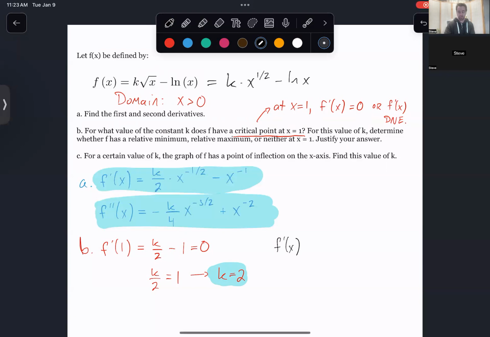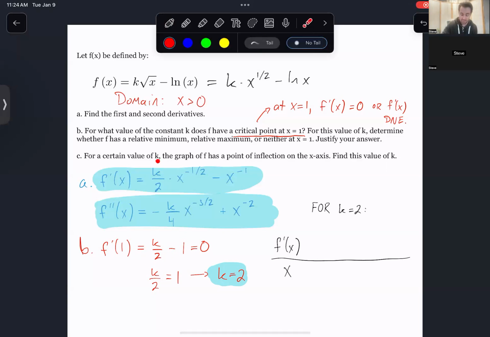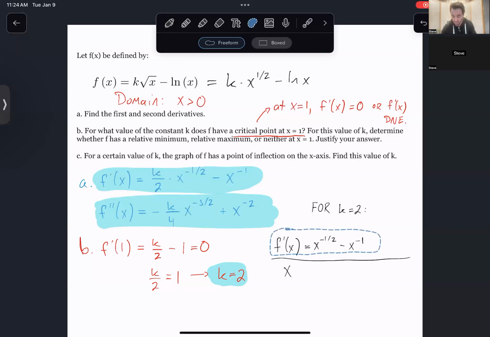Say that we do f prime of x versus x on the number line. What we have shown, and this is specifically for k equals 2, in which case I suppose I should write the formula for it. So if k is replaced by 2, then 2 over 2 will be 1. So it'd be x to the negative 1/2 minus x to the negative 1. And I'll maybe squinch that just a little to get some more room.